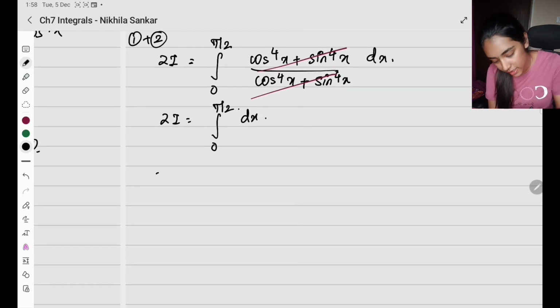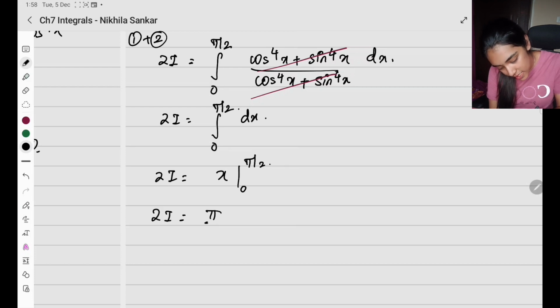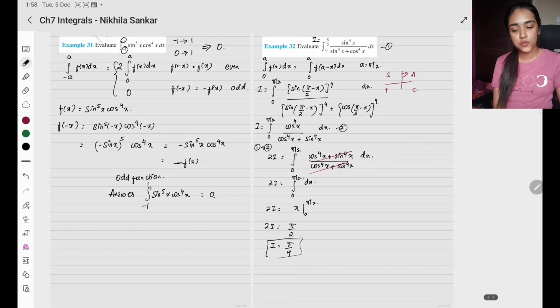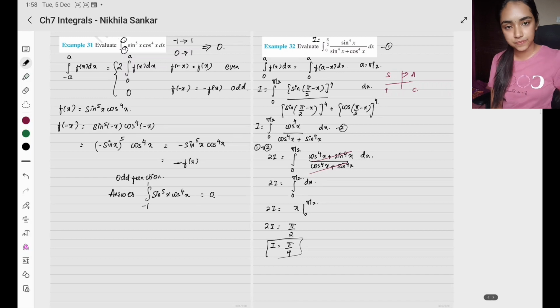That's all. Now taking the integral, 2I equals x from 0 to pi by 2. So this is going to be 2I equals pi by 2 minus 0. So we can omit this minus 0. So my integral is going to be pi by 4. So this is my final answer. Okay, understood? How these properties are very very useful. You can see from a question like this.